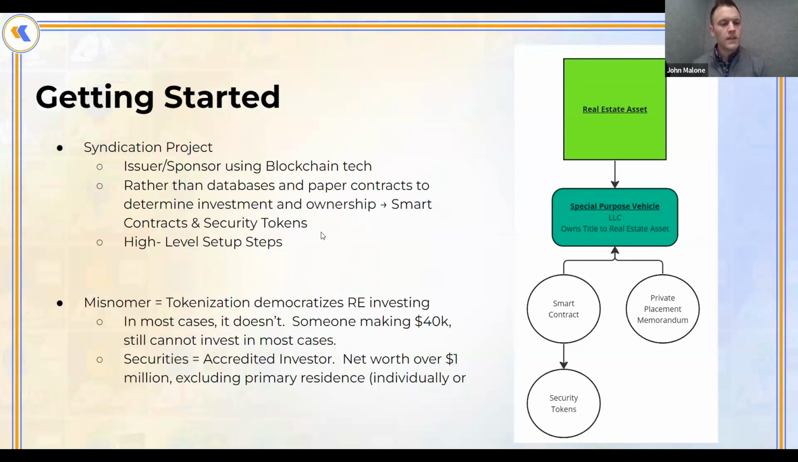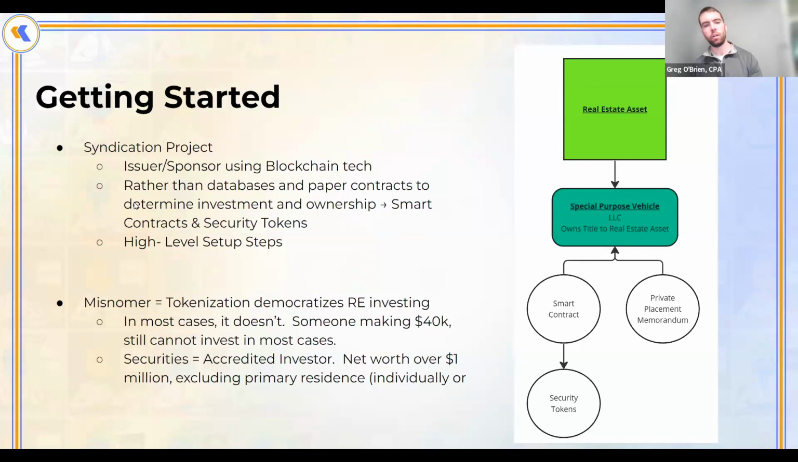And a misnomer is that tokenization is completely democratizing real estate investment. In most cases, because of the regulations I'm going to go over, it really doesn't, right? You still need to be an accredited investor in most cases, right? So someone that is not meeting that level of accreditation still can invest in some of these types of deals, right? And it's not a very high barrier, but it isn't something where everybody can get involved. So I'm going to go over that compliance next.